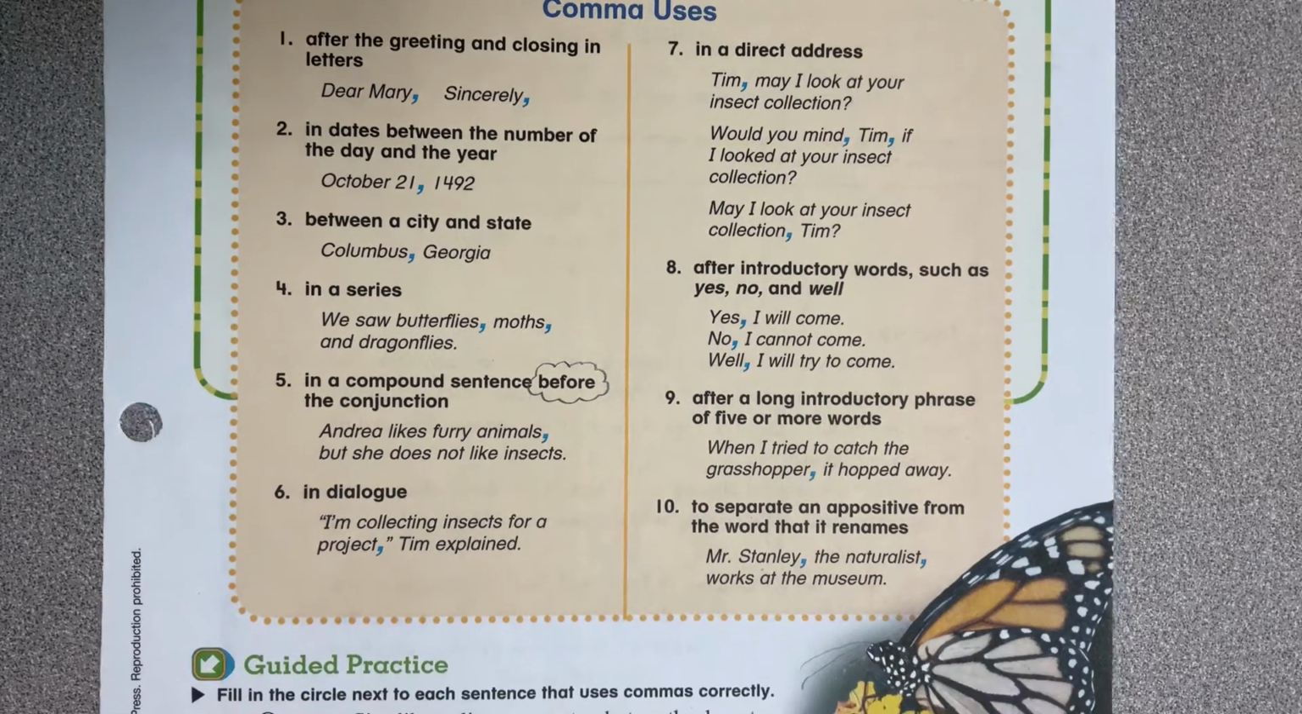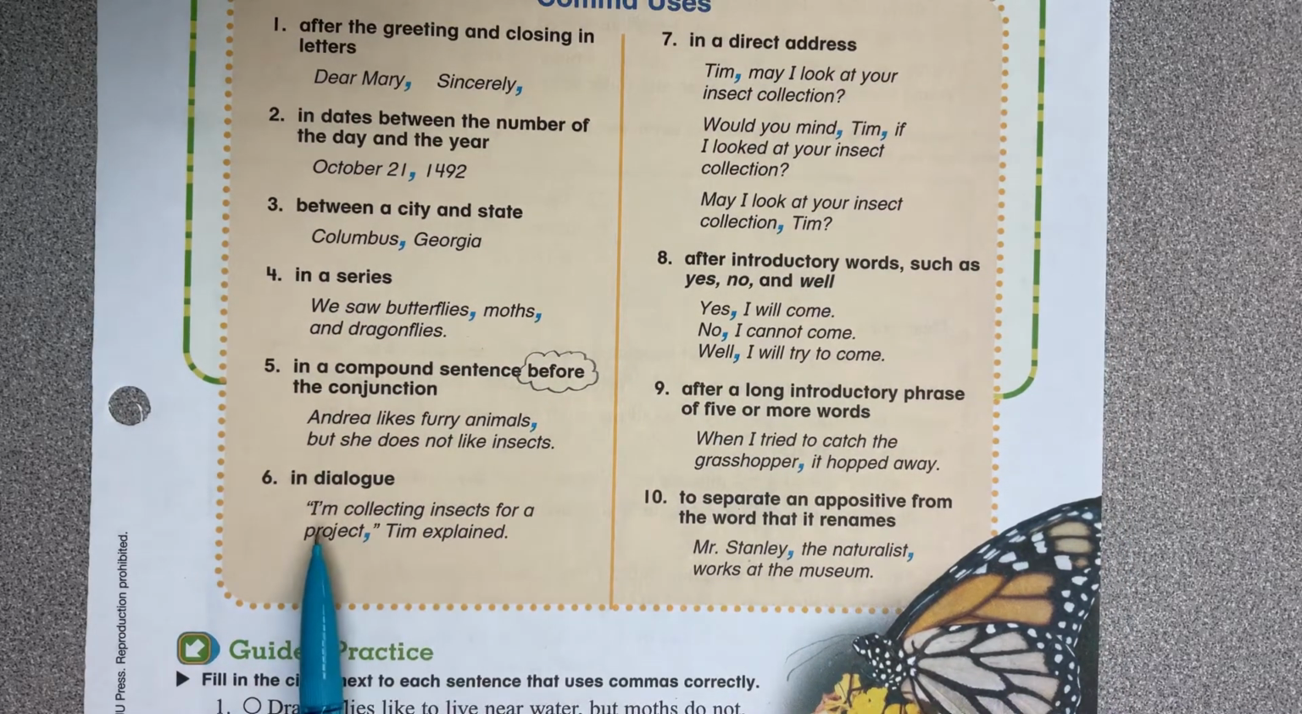Then down here at the bottom, we would also use it in dialogue. So when somebody is talking and we're putting quotation marks, at the end of the quotation mark, we would put a comma before the last quotation. So it says, "I'm collecting insects for a project," Tim explained.